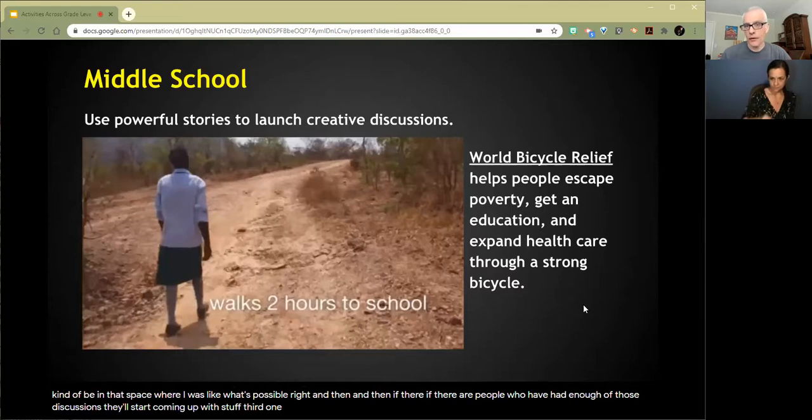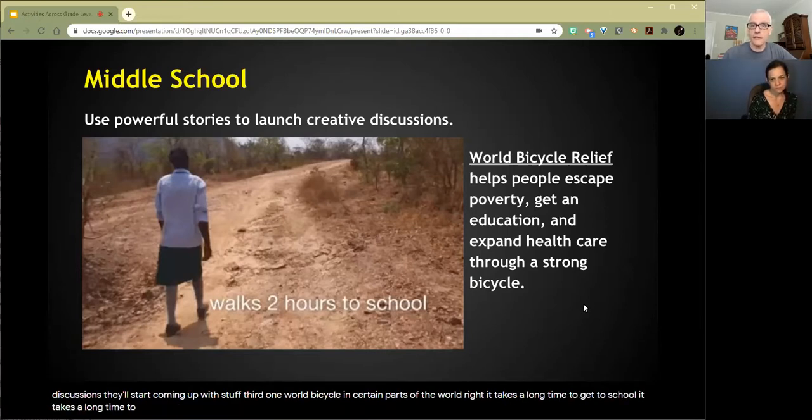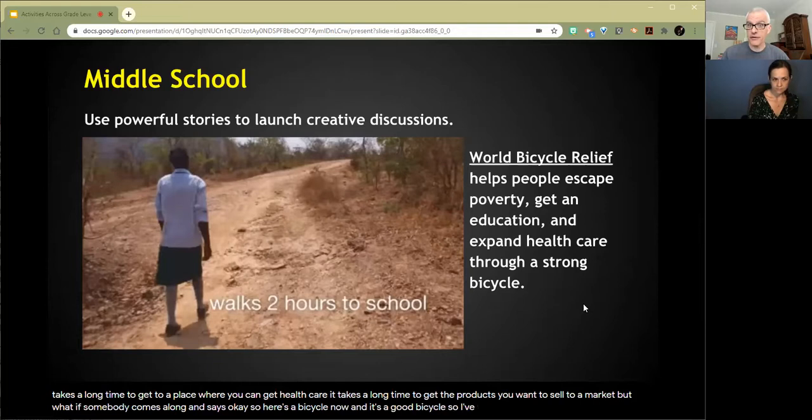Third one, World Bicycle Relief. In certain parts of the world, it takes a long time to get to school. It takes a long time to get to a place where you can get health care. It takes a long time to get the products you want to sell to a market. But what if somebody comes along and says, okay, here's a bicycle. And it's a good bicycle. It's not the kind of bicycle that falls apart half a mile down the road because it wasn't built for this environment. No, it's a good one, right?